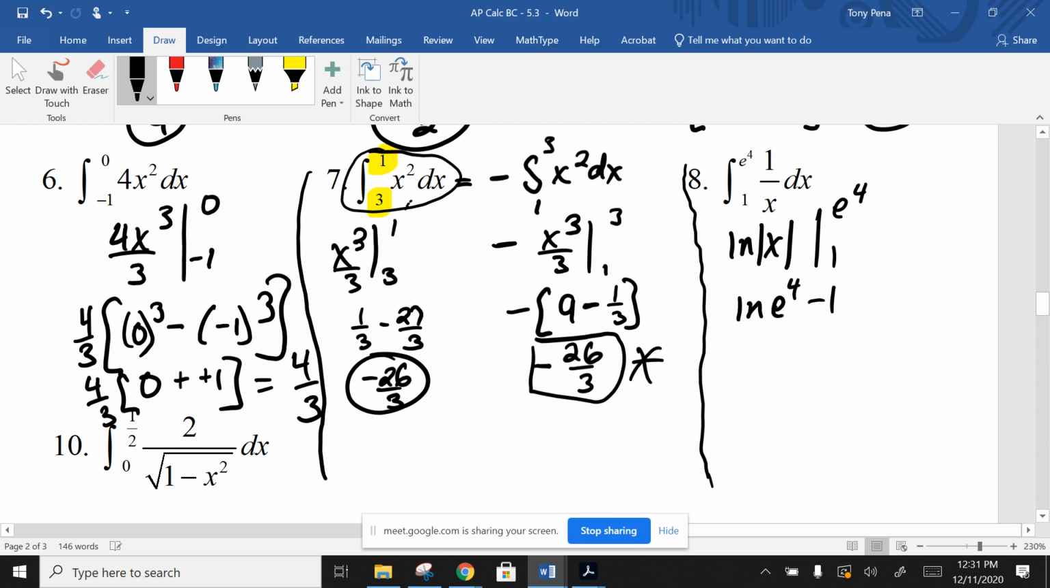Plug it in. You can leave the absolute values if you want, but since those are both positive, we don't necessarily need them when we plug it in. And then we should know that the natural log of e cancels. We should just be left with a 4. And then you should know the natural log of 1 is 0. So overall, 4.